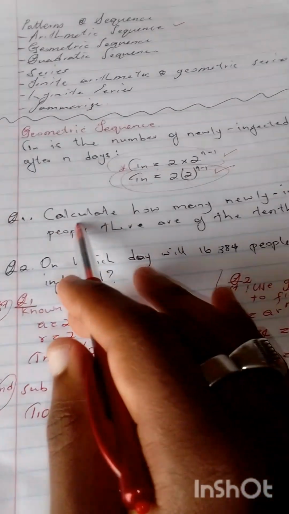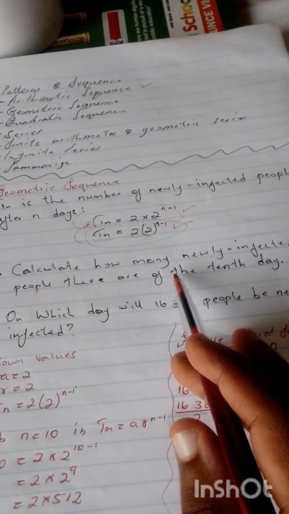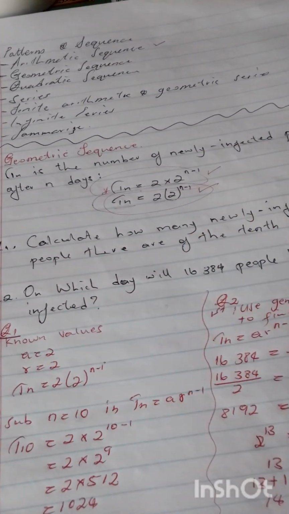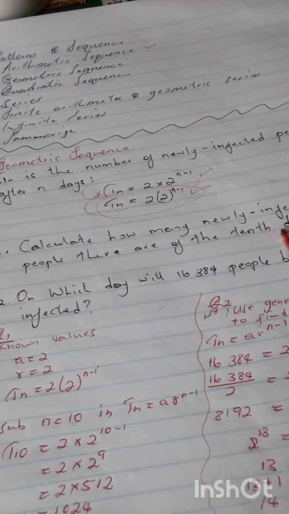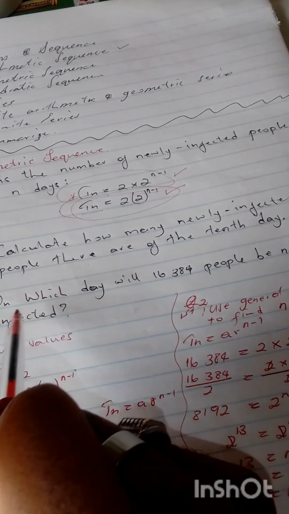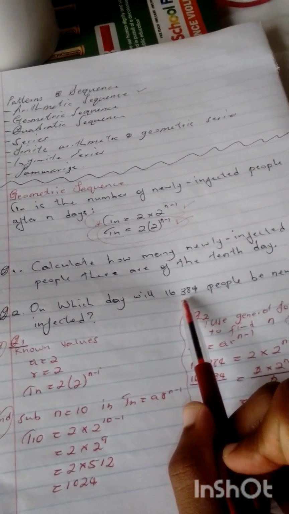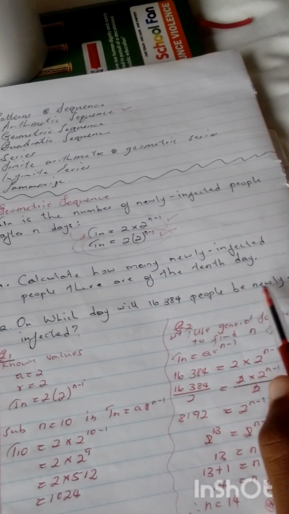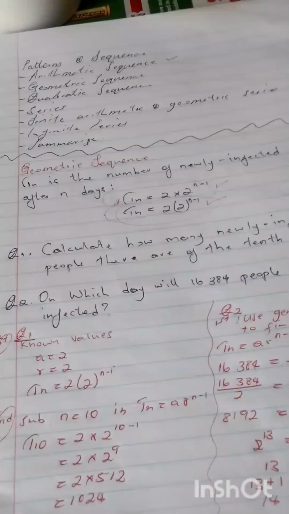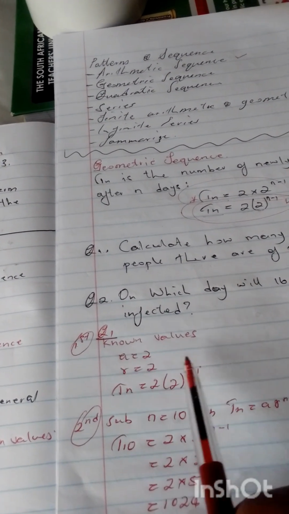Then the question says: calculate how many newly infected people there are on the 10th day. Second, we have a question that goes like, on which day will 16,384 people be newly infected? To tackle these two questions, let's get on to the first one. For the first one, we must know the known values.